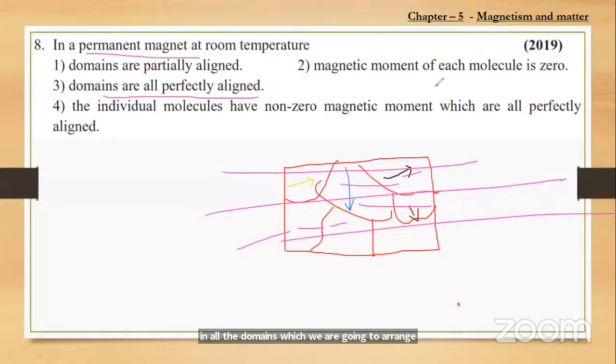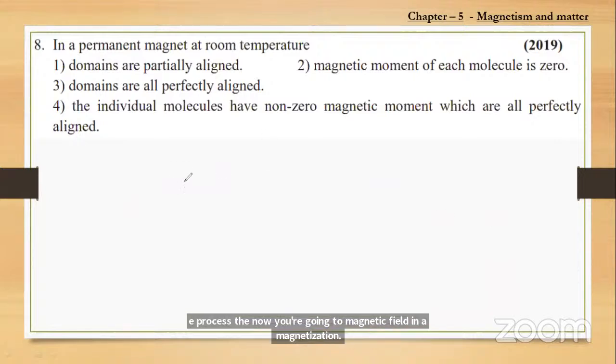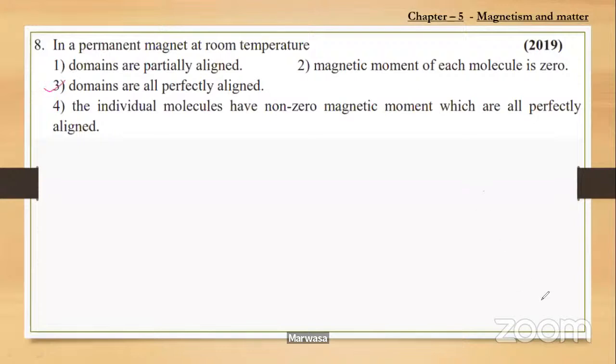This process we observe when you are going to use a magnetic field, we see it while magnetizing. So the answer is that perfectly aligned is the right answer.